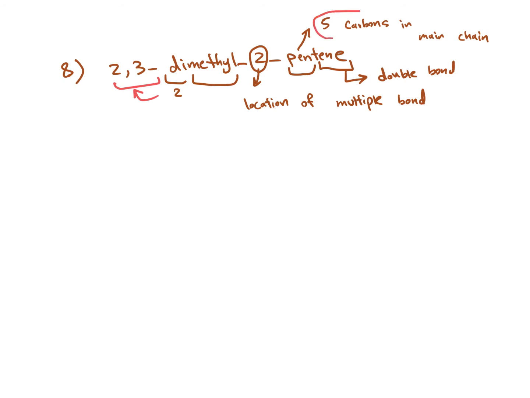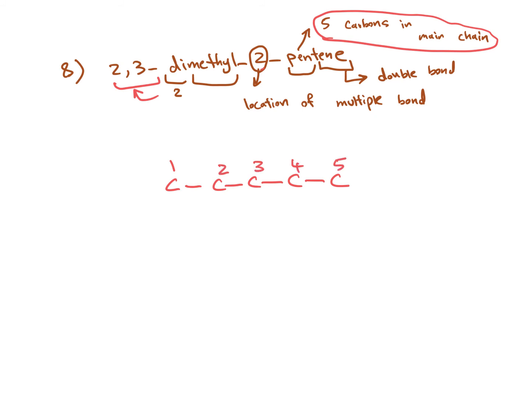So let's start with 5 carbons in the main chain: 1, 2, 3, 4, 5, right? The second one has a double bond. Remember that it should be here, because if it was here, it would be 1-pentene. And carbon number 2 and 3 have a methyl group on them, right?